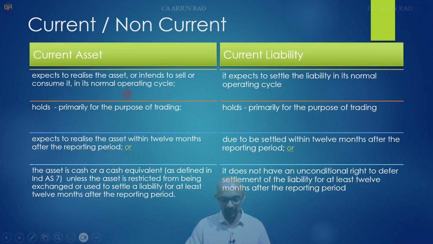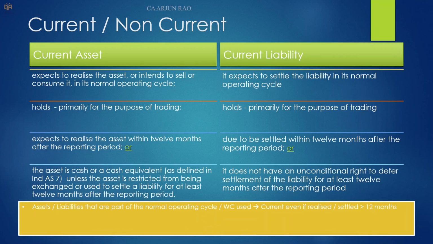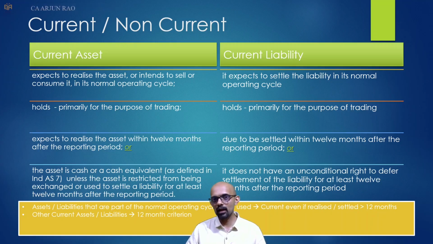Same way for current liability. So assets or liabilities that are part of the normal operating cycle, or part of the working capital used for the normal operating cycle, are current even if realized or settled beyond 12 months. And for other current assets and liabilities, we will apply the 12-month criterion. For example, bank overdraft. Now, bank overdraft is not part of the operating cycle. It is not involved in converting raw material to finished goods and then again realizing the cash and repeating the process, buying raw material. So for bank overdraft and other such assets and liabilities, you have to apply the 12-month criterion.